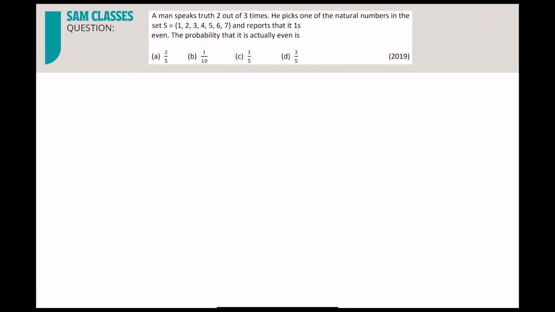A man speaks truth 2 out of 3 times. See, this is a very common PUC question. So truth is 2 by 3, and false is 1 by 3. He picks up one of the natural numbers in the set 1 to 7, that is 1, 2, 3, 4 till 7, and reports that it is even. The probability that it's actually even.